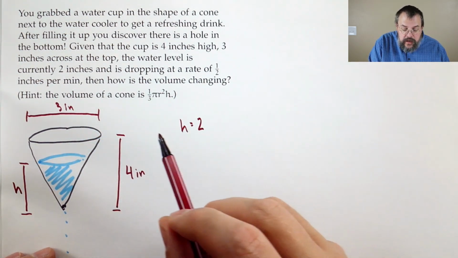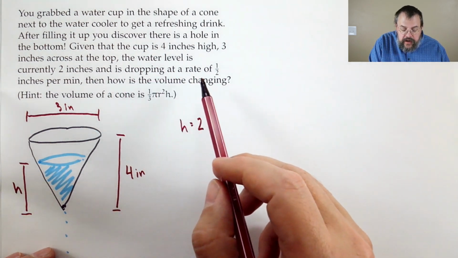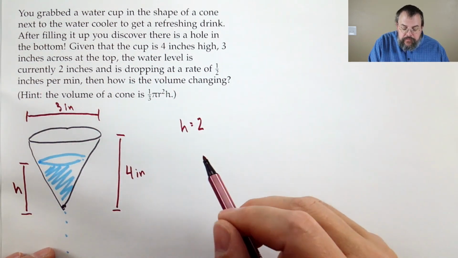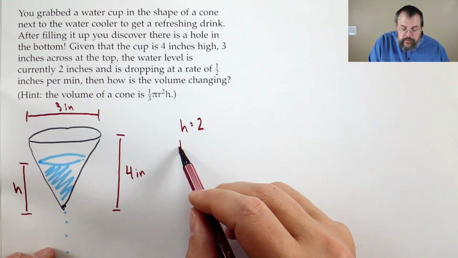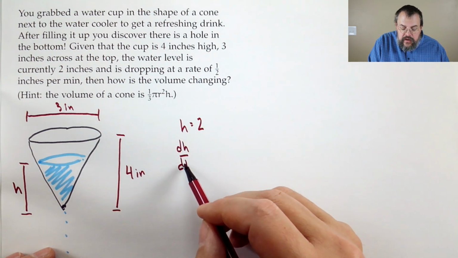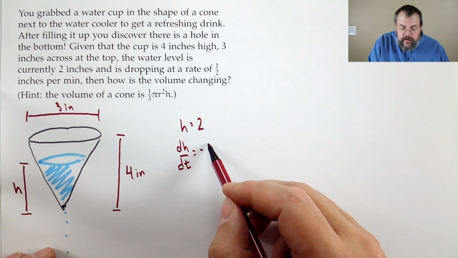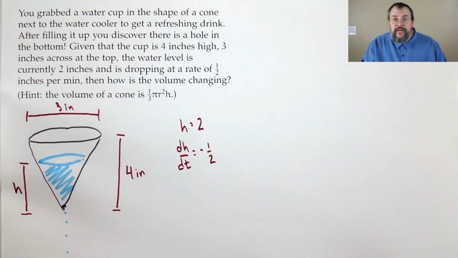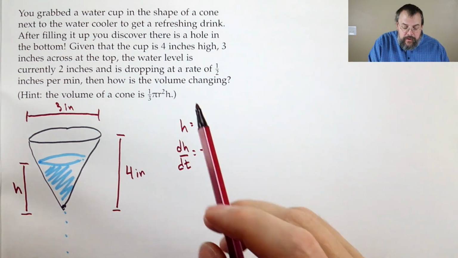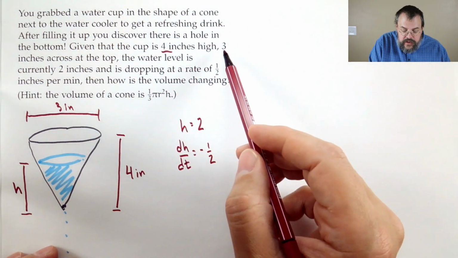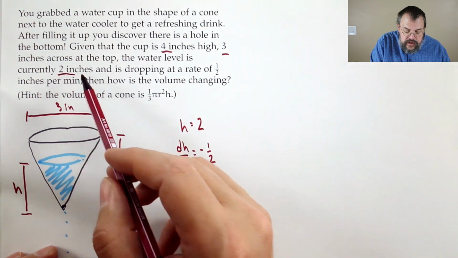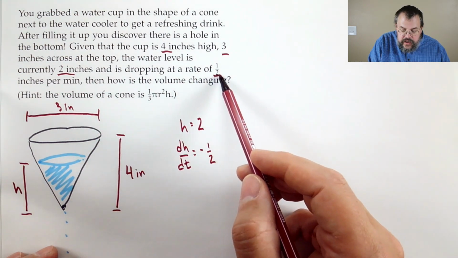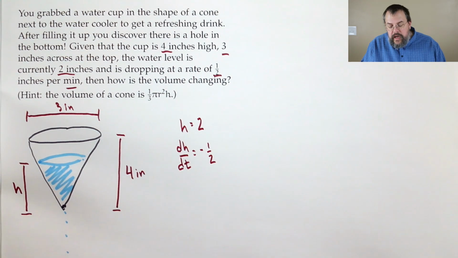So H is 2 and is dropping at a rate of 1/2 inches per minute. So is dropping, that means it's going down. So we can say it's negative 1/2. Now I'm going to leave out our units for the time being, but we can see what our units are. We see that there's 4 inches, 3 inches, 2 inches. So our lengths are inches, and then inches per minute, so our time is minutes. So the question, how is the volume changing?